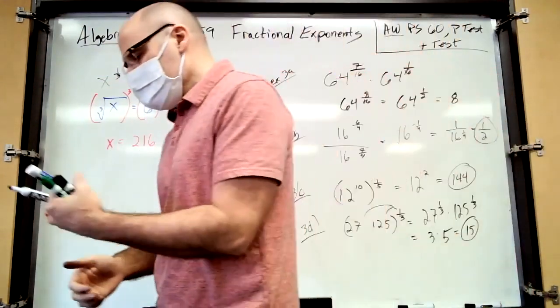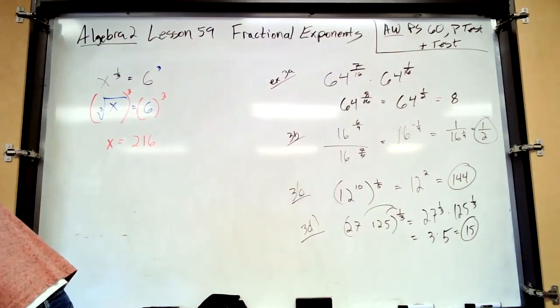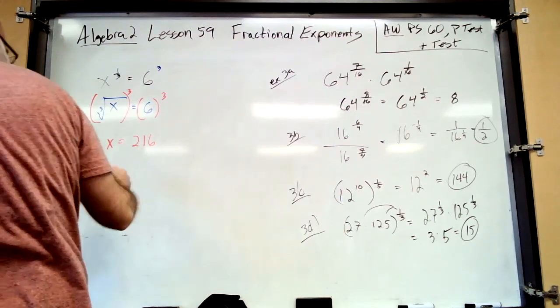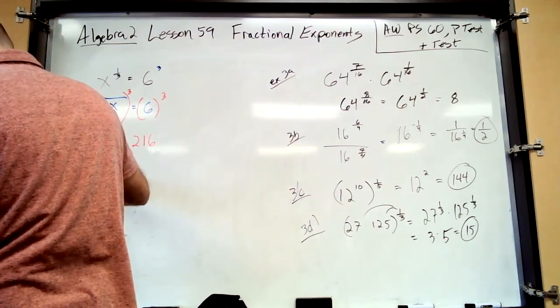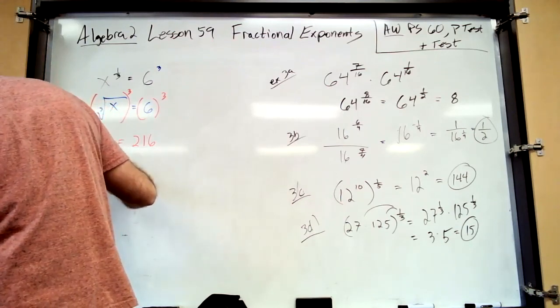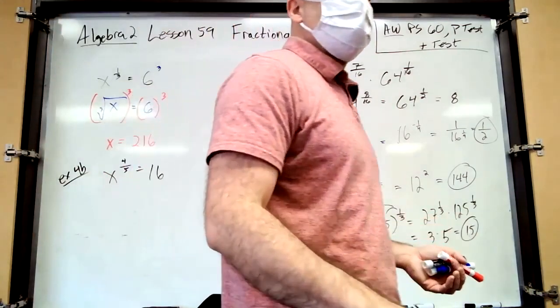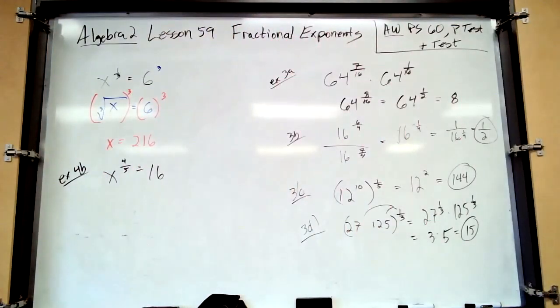Okay. Let's do another one. Here's example 4B. x to the 4/5 equals 16. See if you can figure that out yourself. So how do you get x by itself? Can you give me the first step? The hint is how do you make that x an x to the 1st power? Because x by itself is x to the 1st power. So how do you turn that 4/5 into a 1?